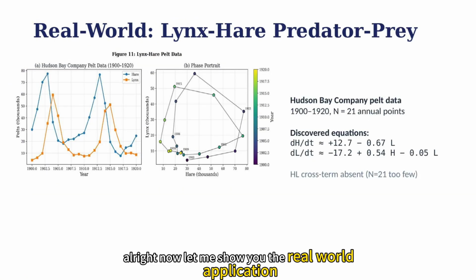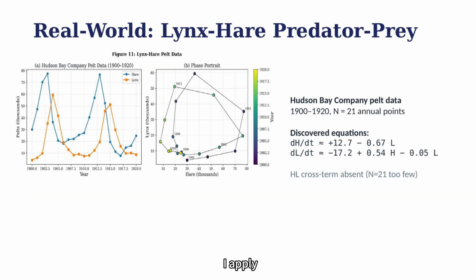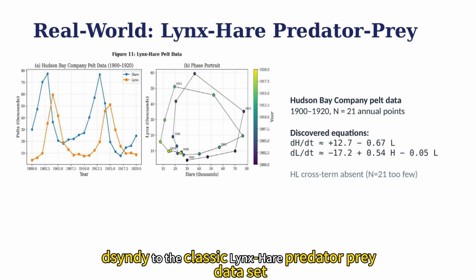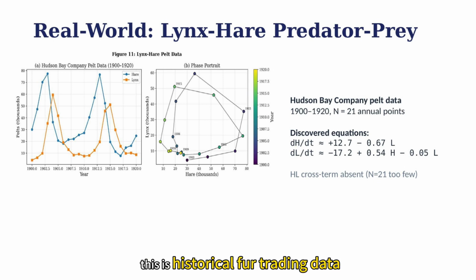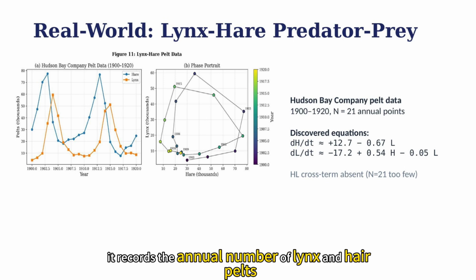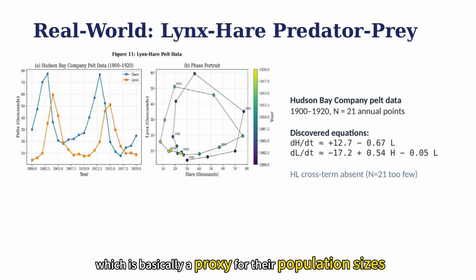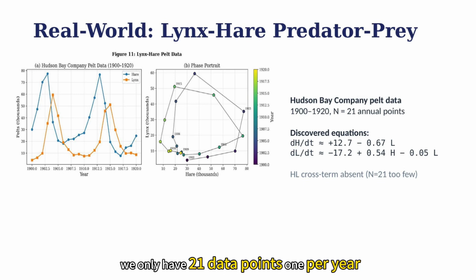Alright, now let me show you the real-world application. I applied eSINDy to the classic Lynx-Hare predator-prey dataset. This is historical fur trading data from the Hudson Bay Company in Canada from 1900 to 1920. It records the annual number of lynx and hare pelts, which is basically a proxy for their population sizes. We only have 21 data points, one per year, so this is quite challenging.